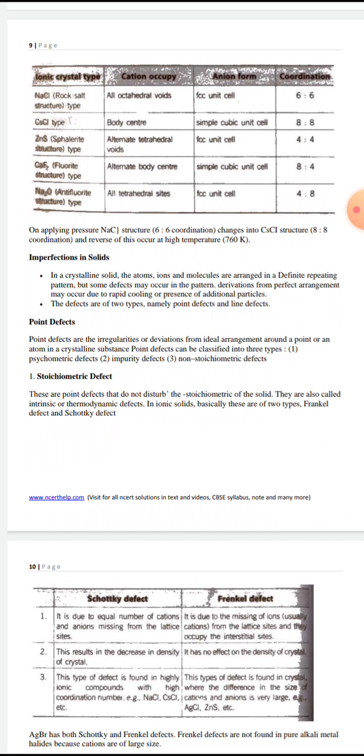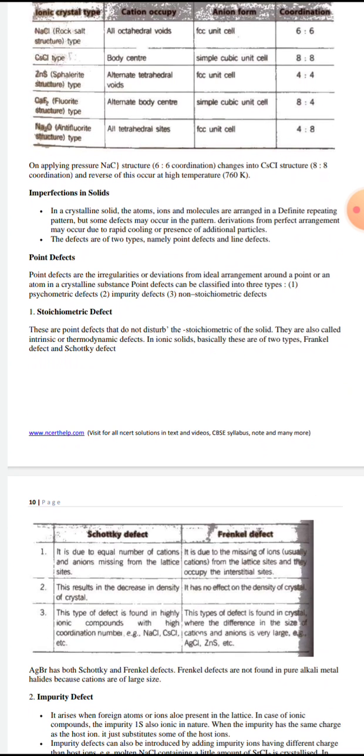So, imperfection in solids. In a crystalline solid, the atoms, ions and molecules are arranged in a definite repeating pattern, but some defects may occur in the pattern. Deviation from perfect arrangement may occur due to rapid cooling or the presence of additional particles. The defects are of two types, namely point defects and line defects.